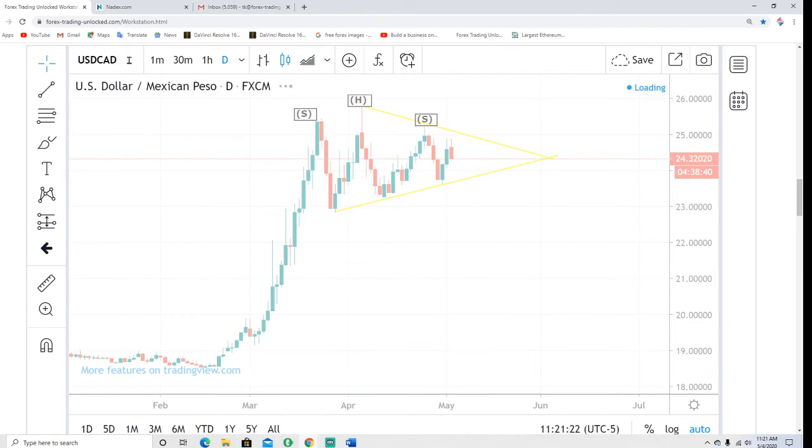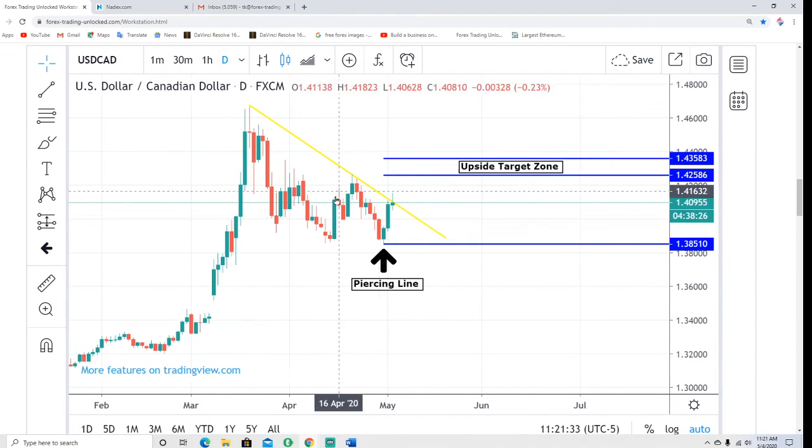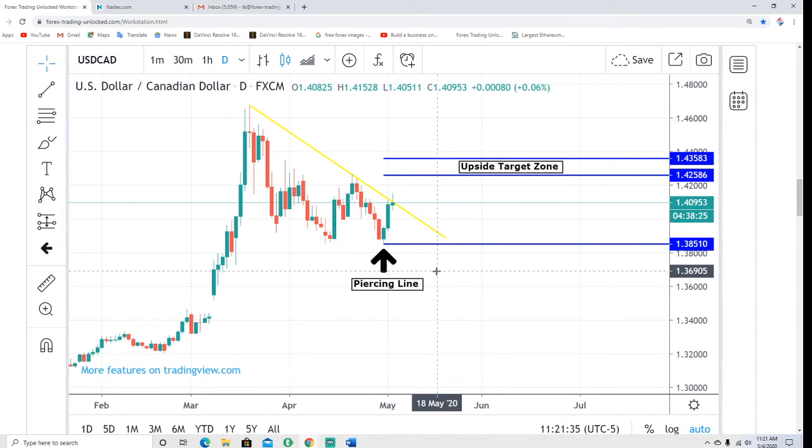Now, one of the first markets to really consolidate was the US dollar Canada. They had such a big rally and such big volatility that it came off early and it has been trading in a choppy way lower. Now, 2 sessions ago, we had a piercing line, another high probable Japanese candlestick pattern.